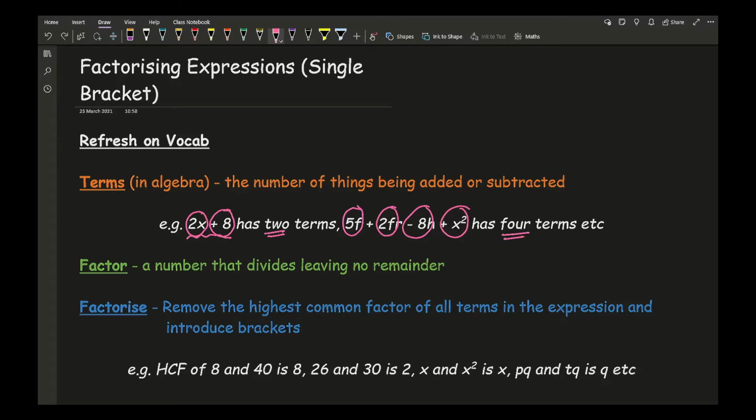Now, the word factor is a number that divides into another number without leaving a remainder. So the important thing is it's not just a number that you can divide by, it's that key aspect of the fact that it has no remainder when you do divide by it.